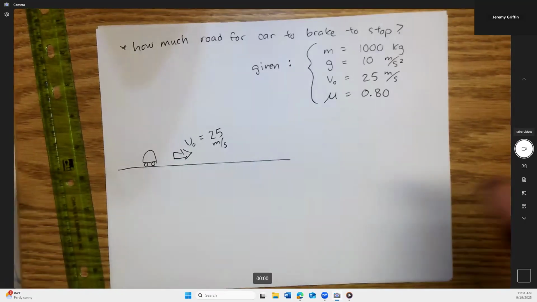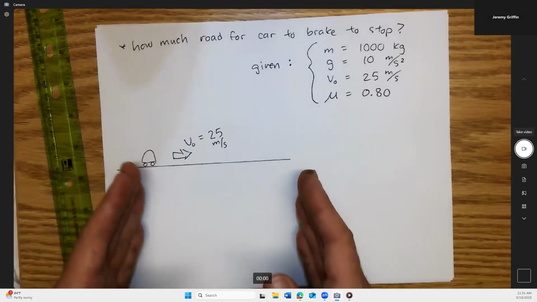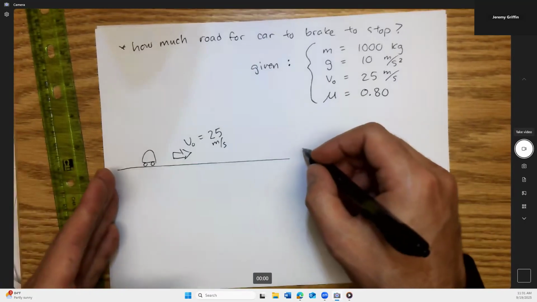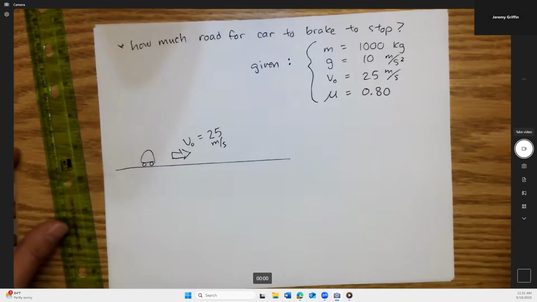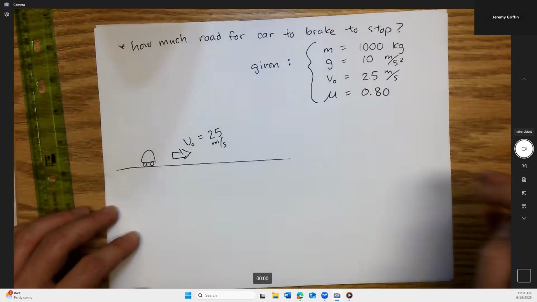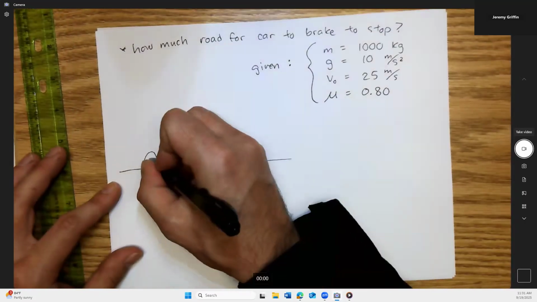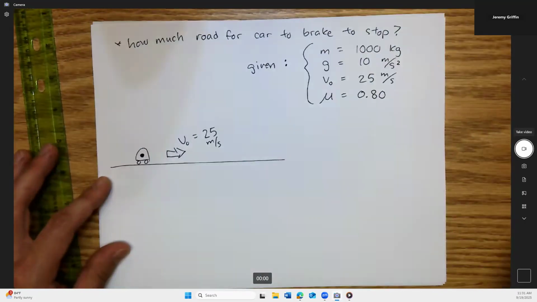So the car brakes as soon as you could possibly brake. How much road do you need? As the deer steps up in front of the car, is everything gonna be all right? We're gonna find out. So, you guys remember free body diagrams? Let's make a free body diagram on this car right here.